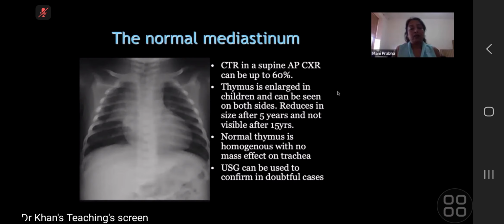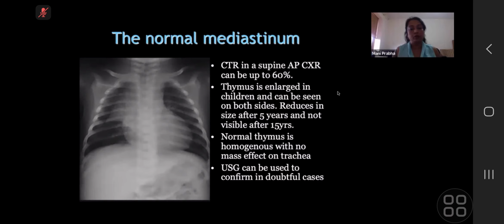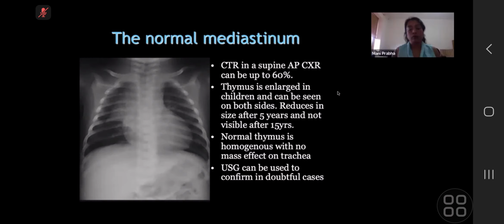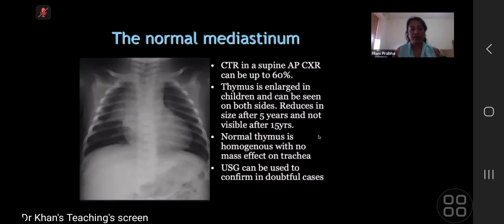Also, thymus is enlarged in children and can be seen on both sides of the mediastinum. It reduces in size after 5 years and is not visible after 15 years. Normal thymus is homogeneous and does not have any mass effect on the trachea. That's how you recognize it. Ultrasound can be used to confirm in doubtful cases. So with this overview, I'm going to start with my first case.